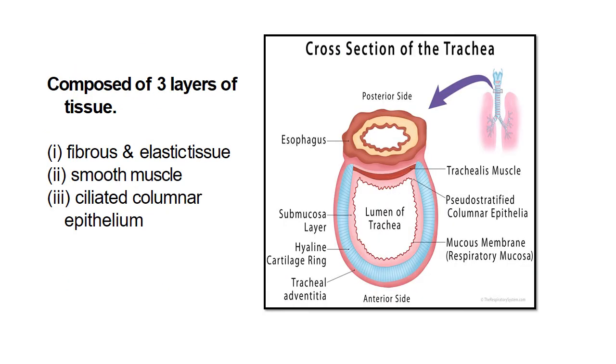Now we'll see it is composed of three layers of tissue. First, the outer layer, second the middle layer, and third the inner layer. You can see in the figure, here is the cross section of the trachea. First, the outer layer is made up of fibrous and elastic tissue. Second, smooth muscle, and third, the inner layer, is made up of the ciliated columnar epithelium. So these are the three layers of the trachea.